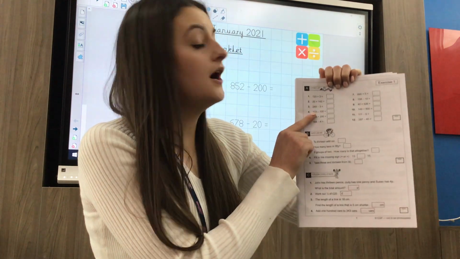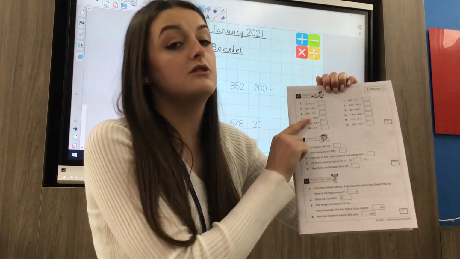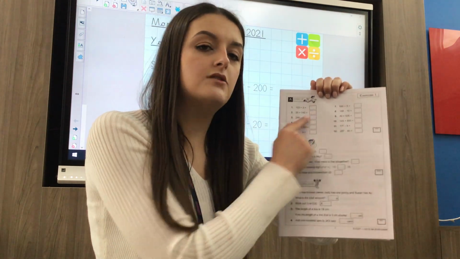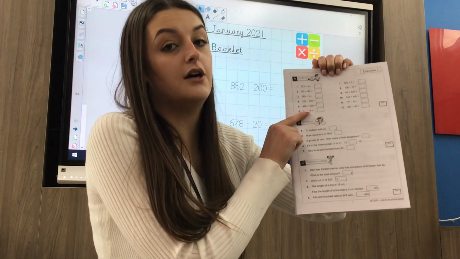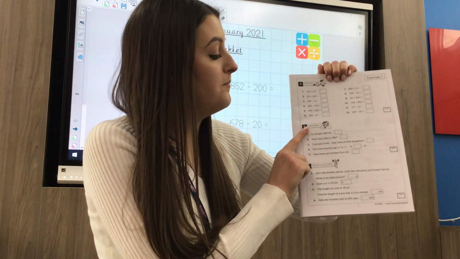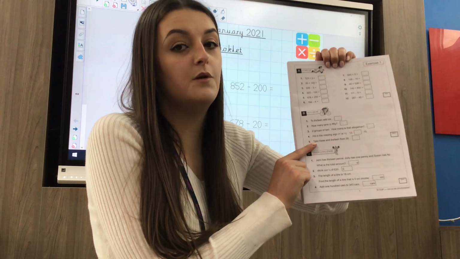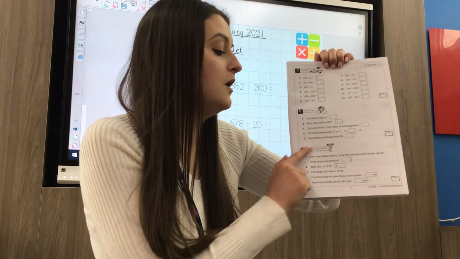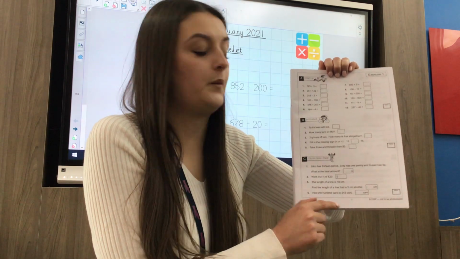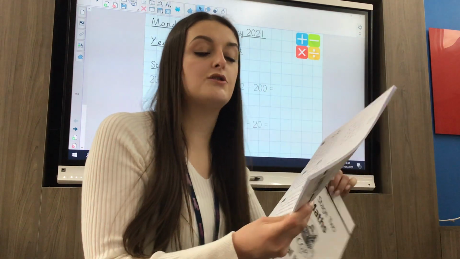So if we have a look at the top, you've got section A, which is called the startup. This is warming us up to get ready for our main challenges. So once you've completed the startup, you're going to move on to the B into gear section, so your main learning. And then there's a tough challenge for you right at the bottom. Okay, so let's have a little look at some of your questions for today.